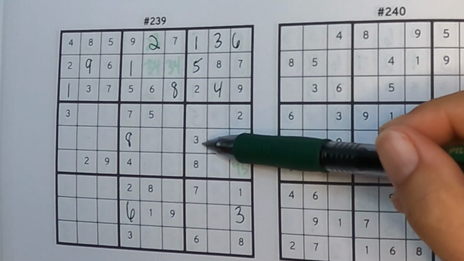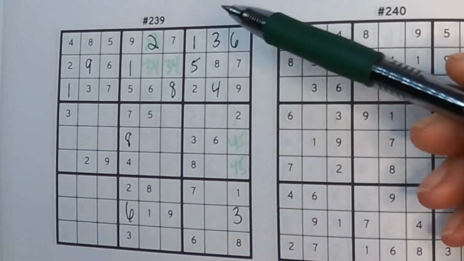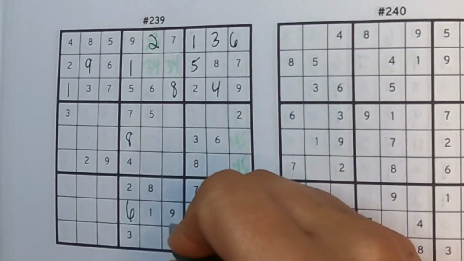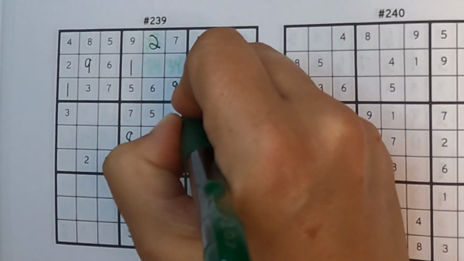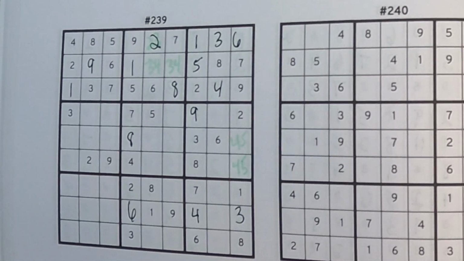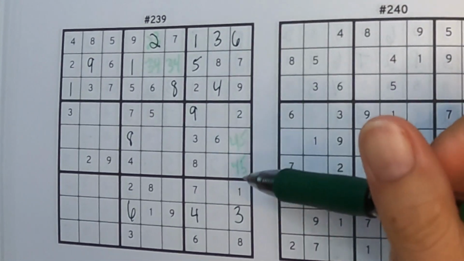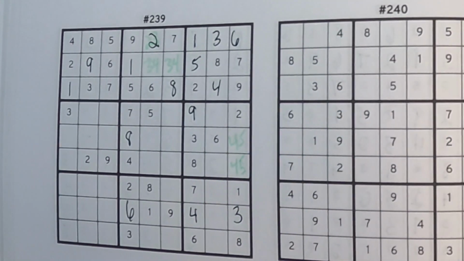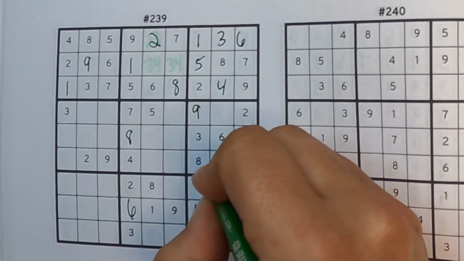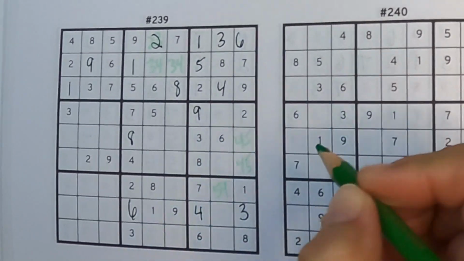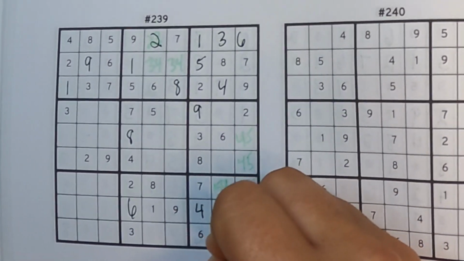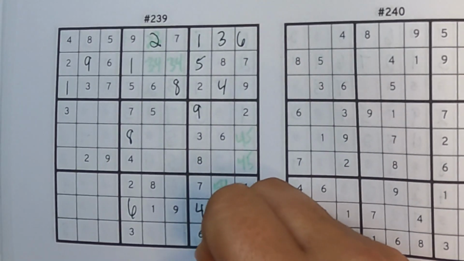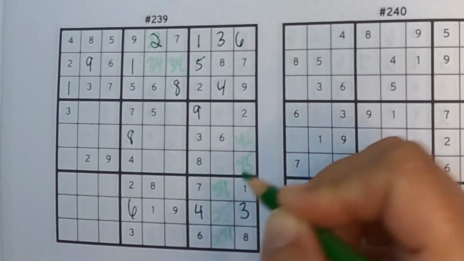For this column, we're missing 4 and 9. We've got a 9 here, so 4, 9. For this box, we're missing 2, 5, and 9. We've got a 2 here, so 5, 9. 9 here, so 2, 5. And no help here, so 2, 5, 9.